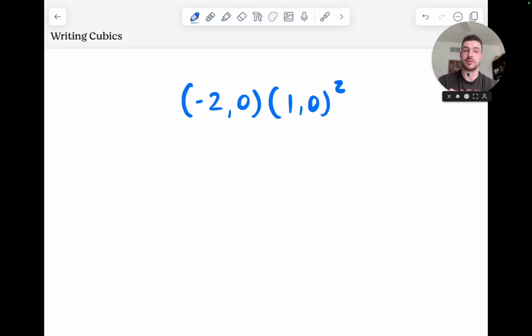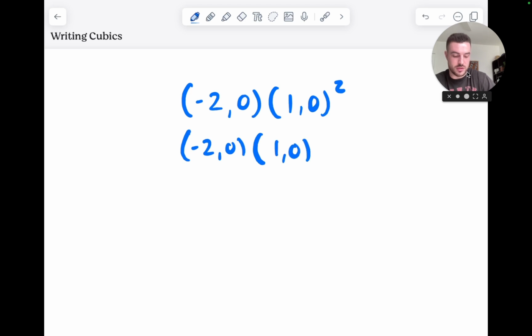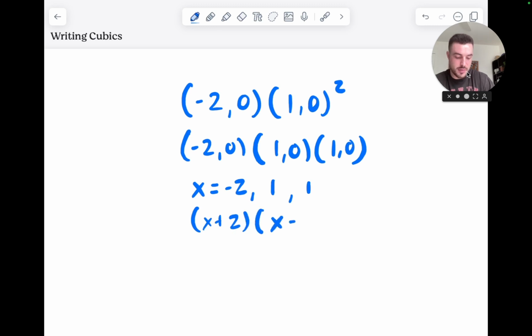Now, we've done something similar in the past where we are given roots like this. We have negative 2, 0, and 1, 0. Now, our 1, 0 has a multiplicity of 2, so it tells us there are two of them. And what that really means is if we were to expand this out, we've got 1, 0, and 1, 0. Again, two of them. All right, given that we have these solutions of negative 2, 1, and 1, that means factors of x plus 2, x minus 1, and x minus 1.